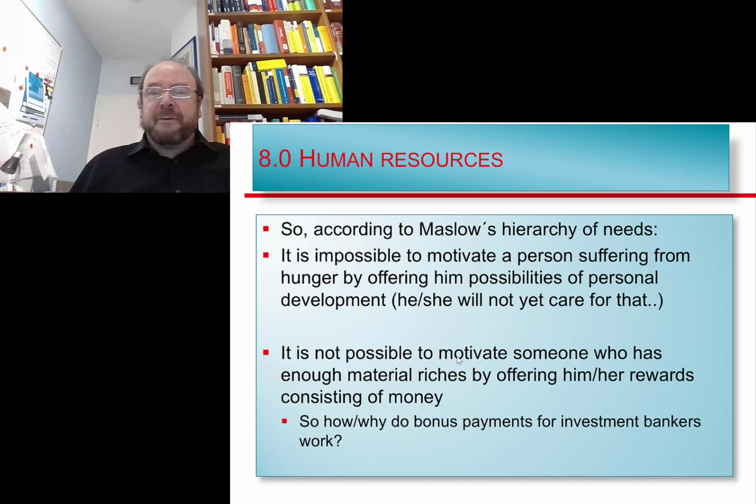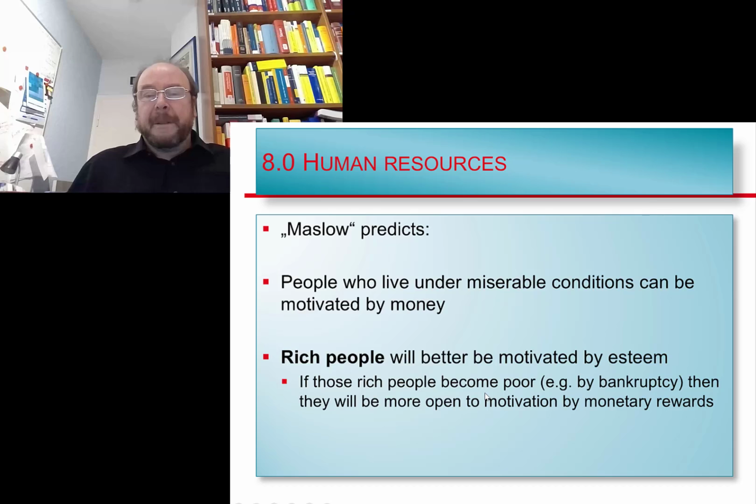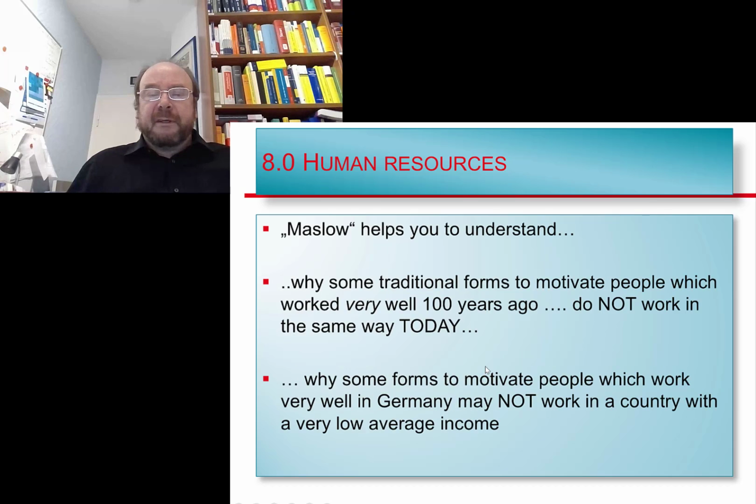Now, if you offer 1,000 euro as a reward to a millionaire, there will be no reaction. If you offer 1,000 euro to a student who has, let's say, 100 euro for free spending in a month after having covered the basic needs, there will be a strong reaction. All that's plain and simple. And naturally, if a country gets more and more wealthy, you will have to develop different ways of motivation.